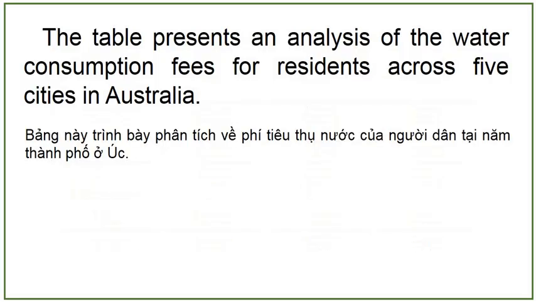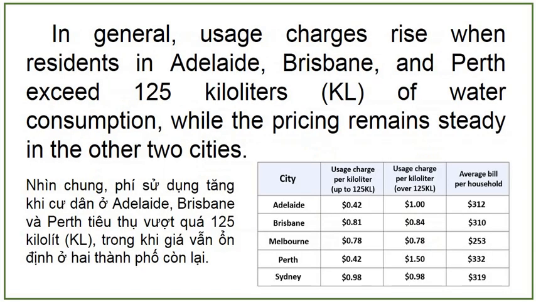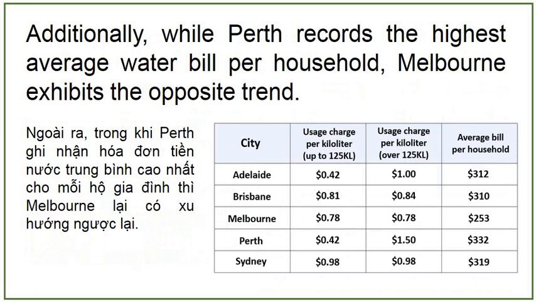The table presents an analysis of the water consumption fees for residents across 5 cities in Australia. In general, usage charges rise when residents in Adelaide, Brisbane, and Perth exceed 125 kilolitres of water consumption, while the pricing remains steady in the other 2 cities. Additionally, while Perth records the highest average water bill per household, Melbourne exhibits the opposite trend.